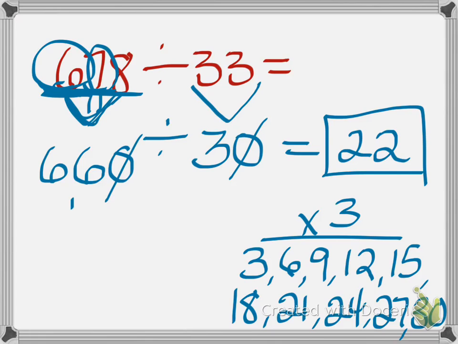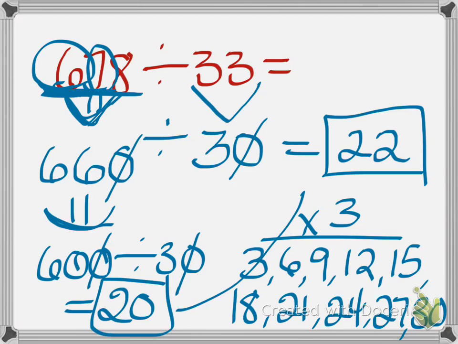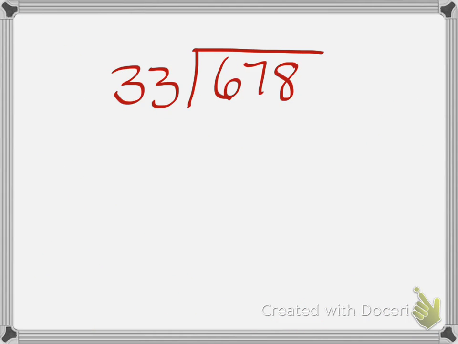Now if I had rounded it to 600 divided by 30, my answer is going to be very similar. I have 60 divided by 3. 60 divided by 3 equals 20. 20 and 22 are awfully close. Let's see which one gets us closest to the real answer. Okay, so my estimate's going to be about 22, somewhere between 20 and 22. Let's find out what it is.